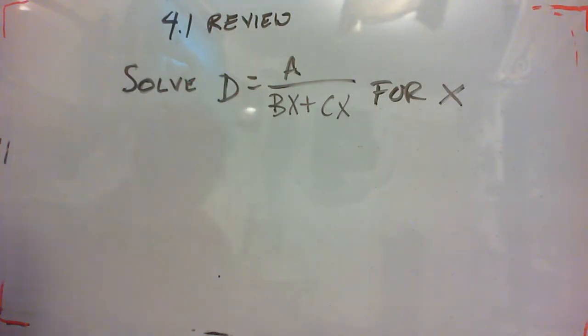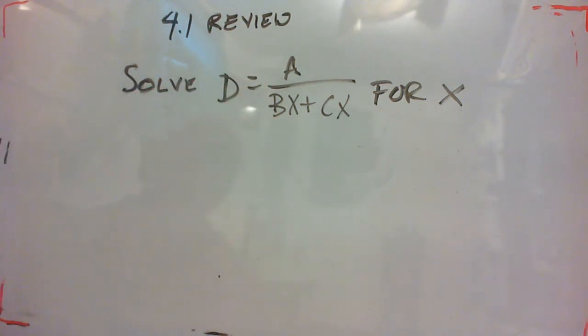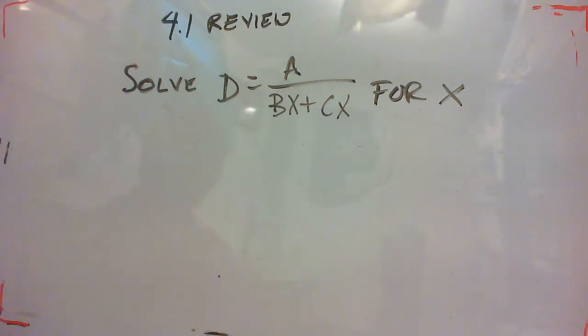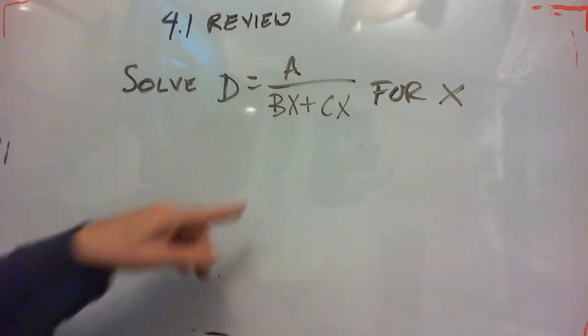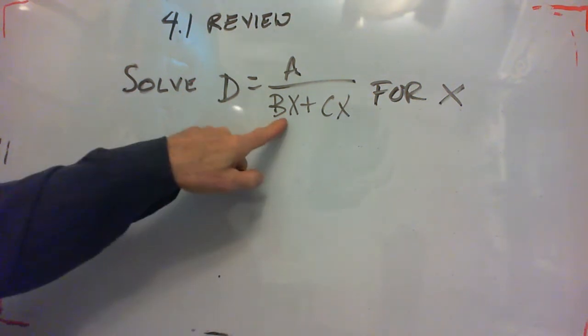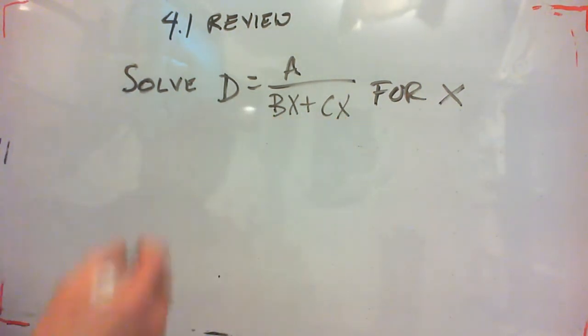Okay, now I'm going to do a few review problems that are similar to the 4.1 homework. Solve d equals a over (bx plus cx) for the variable x. Now here we have two terms with x, and they're in the denominator. Whenever you're trying to solve for a variable and it's in the denominator, you want to move it out of the denominator. And the easiest way to do that here is to multiply both sides by bx plus cx.